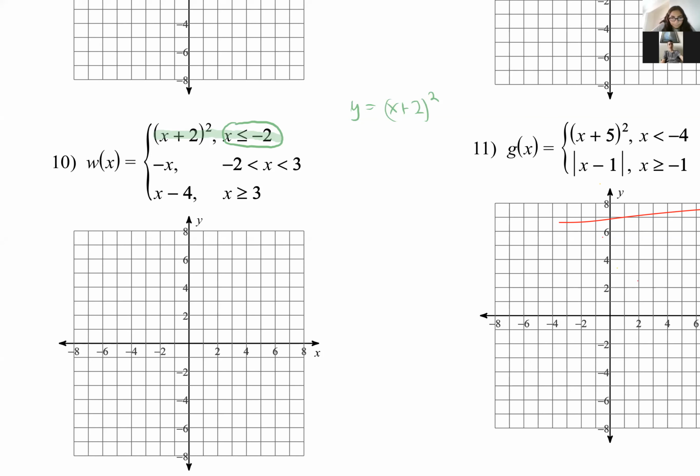Wait, so Mr. Morrison, x is -2 or less than it, right? Yeah, it can be -2, so you can include -2 when you're doing a table. Just pick some numbers -2 or smaller. So like -2, -3, -4. And it's going to make a parabola.